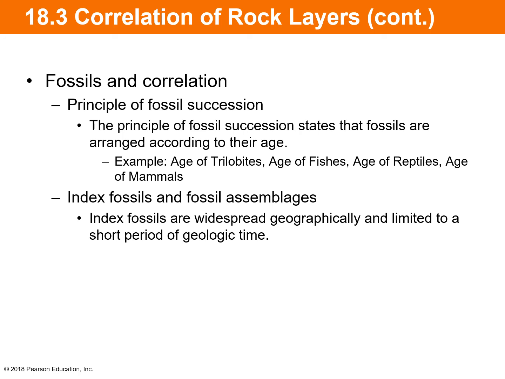And those organisms in their fossilized form are known as index fossils and fossil assemblages. So index fossils are widespread geographically, or all around the world, and limited to a short period of geologic time. So you can use these to correlate a geologic layer in one part of the world with a geologic layer in another part of the world, no matter where you're at.